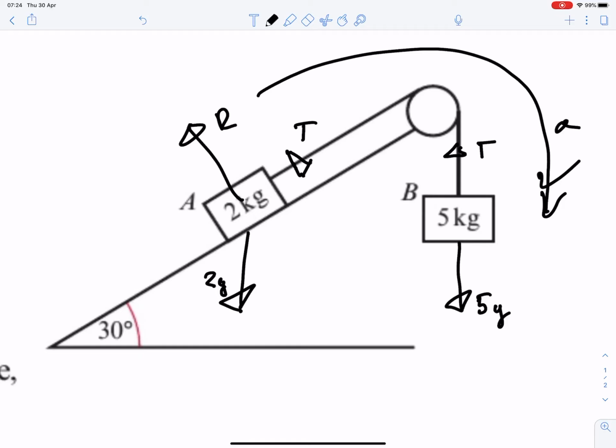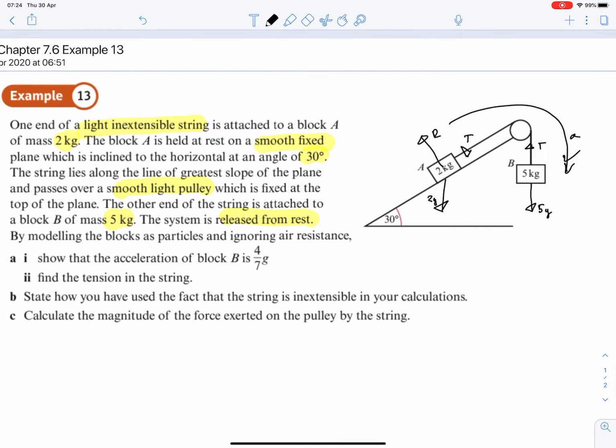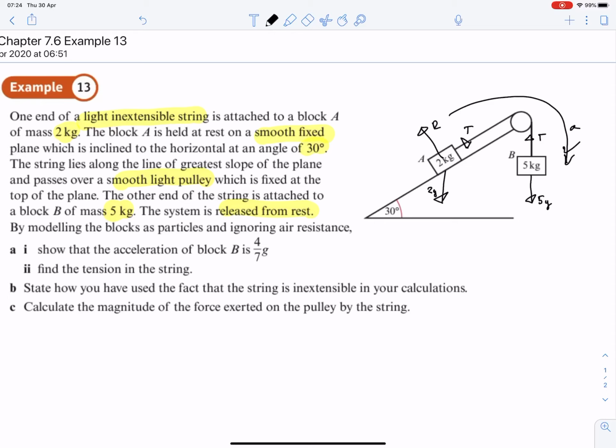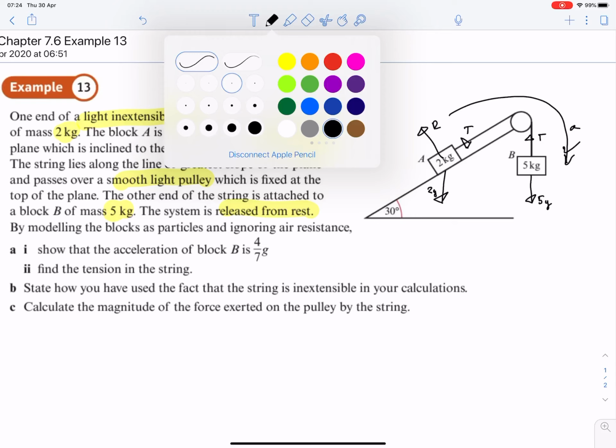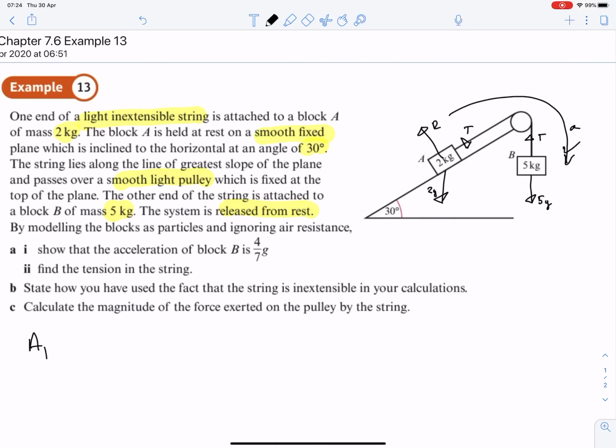We've got the weight acting downwards, 2g. And we've got a normal reaction R with the plane. Okay, is there anything else? No, the pulley is smooth. The slope is smooth. So we've got no friction or anything like that. Okay, let's come back to this then. So show that the acceleration of block B is 4/7 g. So usual routine then.